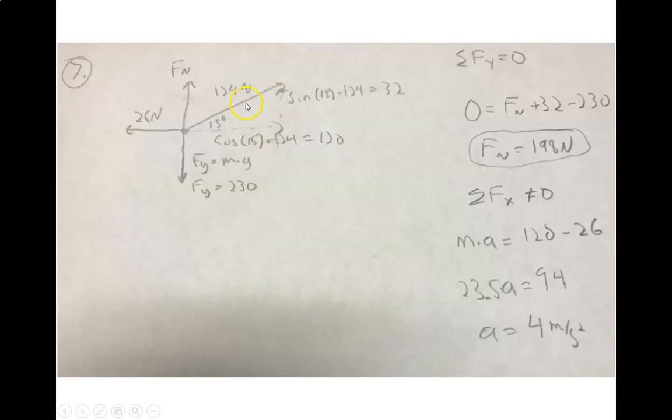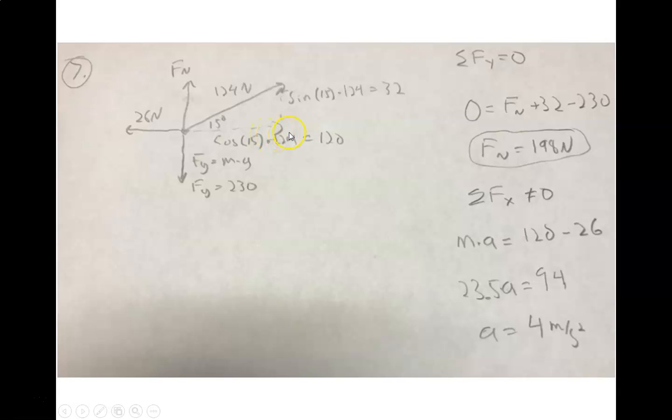Now I'm going to go ahead and break this diagonal into its components. When you get a problem that's got diagonal vectors, you're going to more than likely break them apart. So here we've got, this is the sine, which is 32, and this is using the cosine, which is 120.